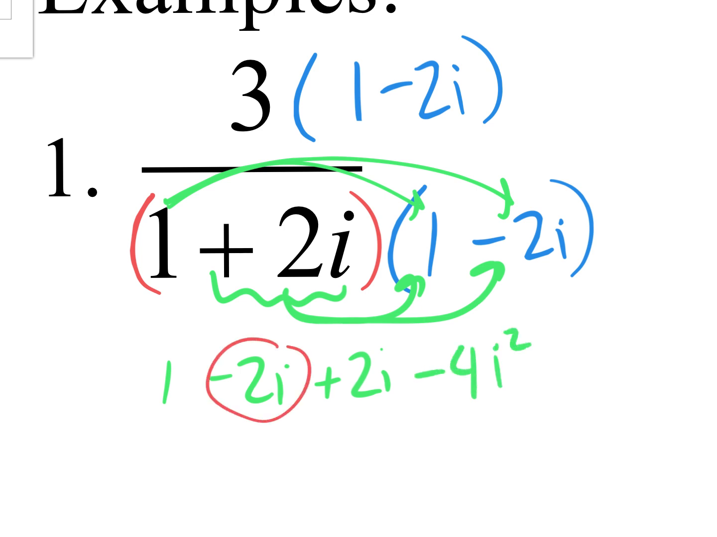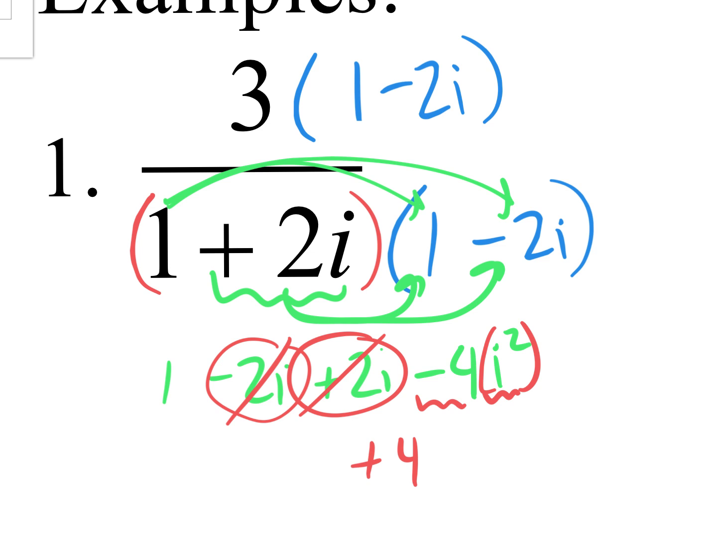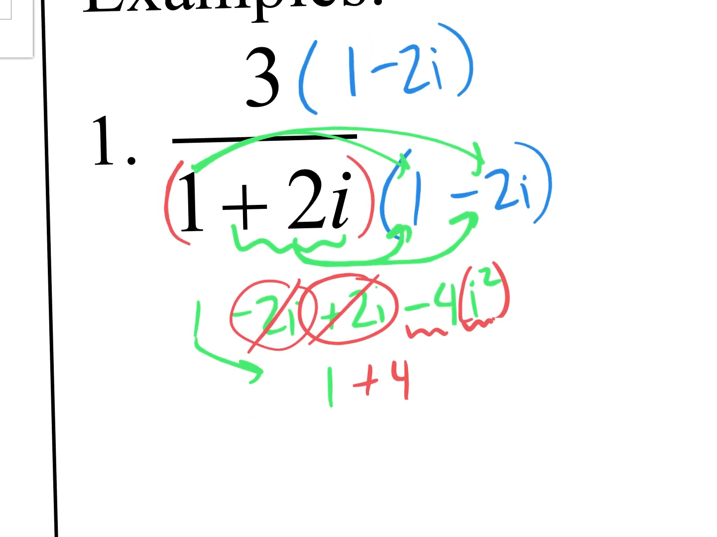The middle terms eliminate. That'll always happen when you multiply a binomial by its conjugate. And then on top of that, the i squared, we know it's really negative 1. So I really have a negative 4 times negative 1, that's a positive 4. And what about that 1 in the front? Just bring it down. So in your denominator, you actually have a 5. Yay?